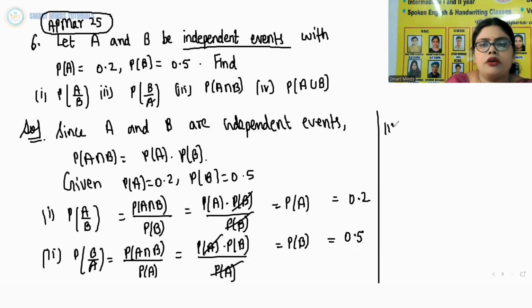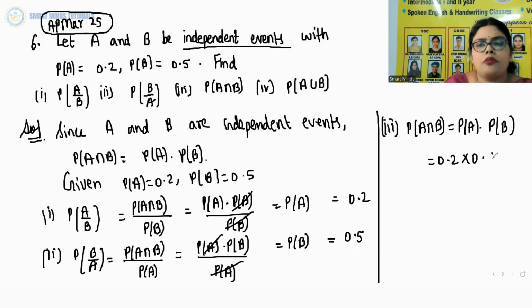Now moving on to the third bit. Third bit is P of A intersection B. I already told you P of A intersection B condition is P of A into P of B. So we need to multiply 0.2 into 0.5. 2 into 5 is 10. After decimal 1 digit, after decimal 1 digit, total 2 digits. So before 2 digit we place a point. So this can also be written as 0.1. This is the third bit.